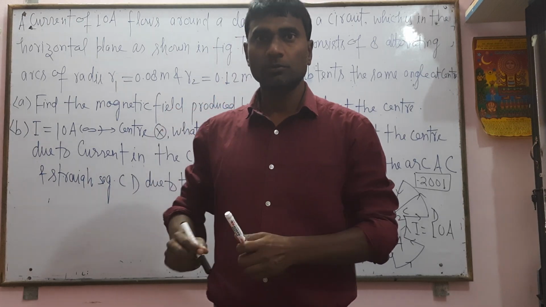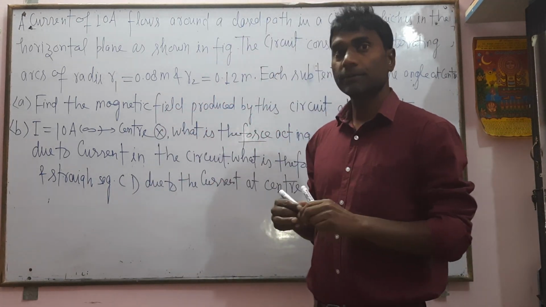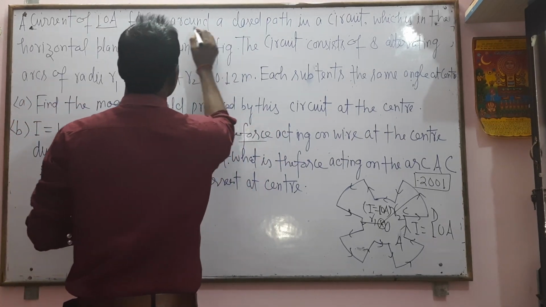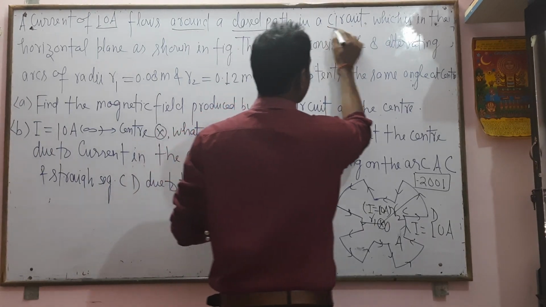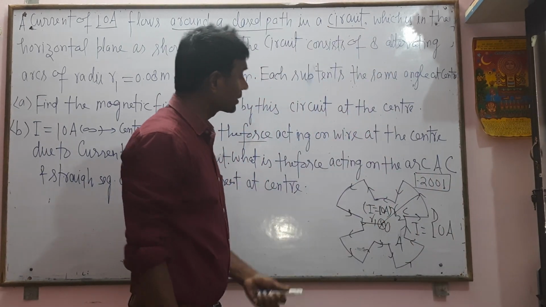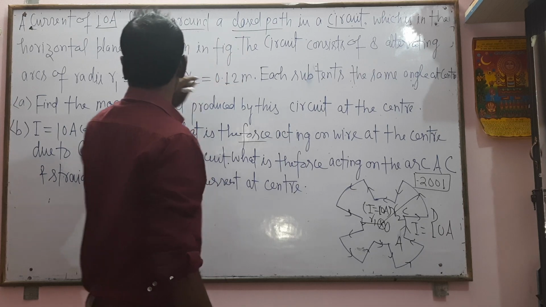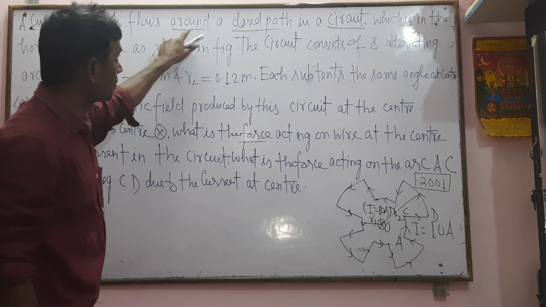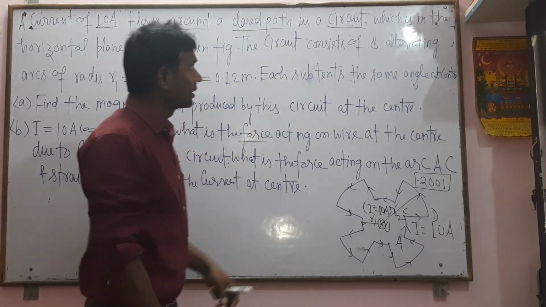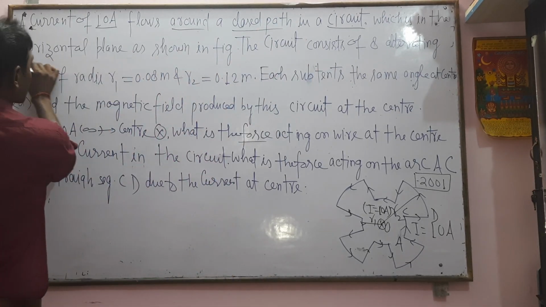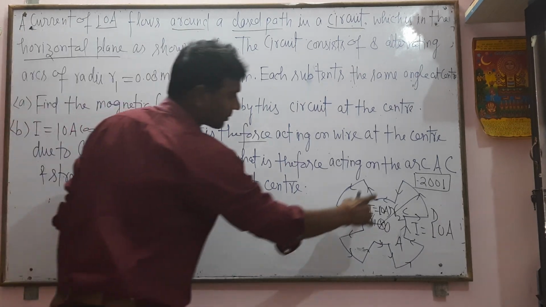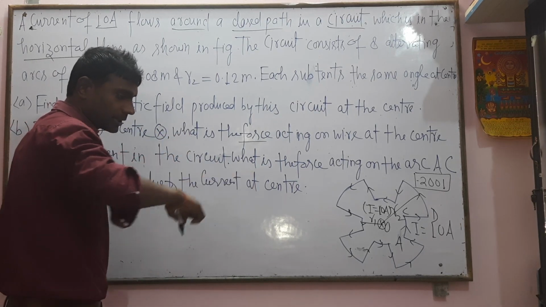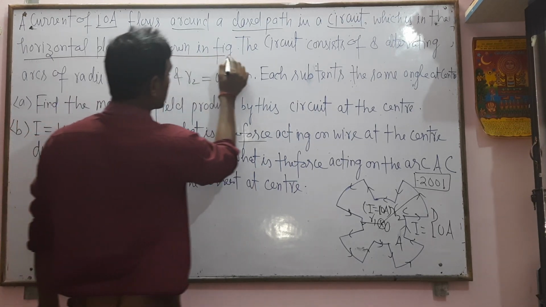The question is: a current of 10 ampere flows around a closed path in a circuit. This is the closed path. Current I equals 10 ampere. The current I equal to 10 ampere flows around a closed path in a circuit which is placed in a horizontal plane, as shown in the figure.